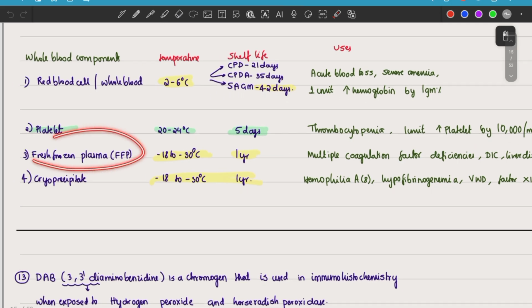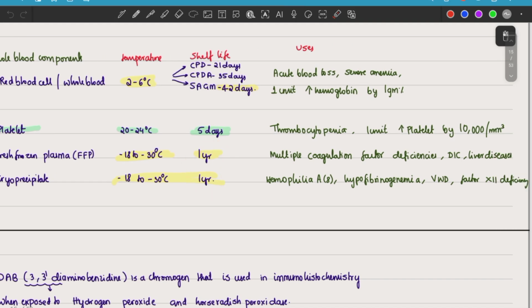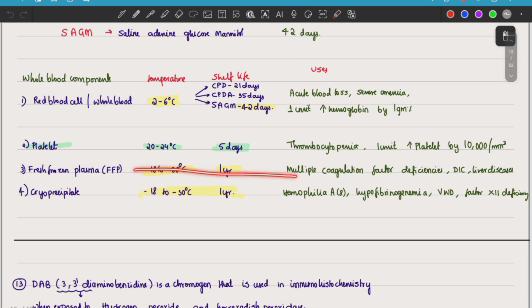Yes, fresh frozen plasma, FFP, is stored at minus 18 to minus 30 degrees Celsius. Yes, it is stored up to minus 30 degrees Celsius. Cryoprecipitate is the same, both have the same thing, with a shelf life of 1 year. But fresh frozen plasma is used in multiple coagulation factor deficiencies, DIC, and liver disease. Yes, why? Because it contains almost all the coagulation factors.